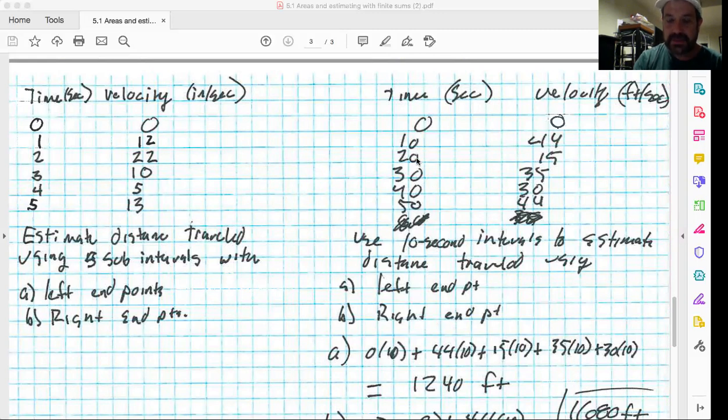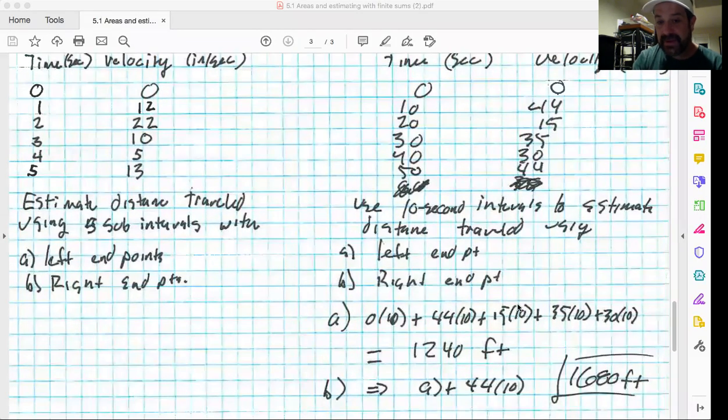The second little approximating rectangle goes from 10 to 20. That gives us our 10 here. The left endpoint of this is going to be 44. Going from 20 to 30, still a 10-second differential, a delta t, if you will, of 10. That's giving us 10 right here. Now the left endpoint is going to be 15. Here, the difference between 30 and 40 is 10, and the left endpoint gives me 35. And then finally, the rectangle that goes from 40 to 50, with 10 again, the left endpoint's 30.